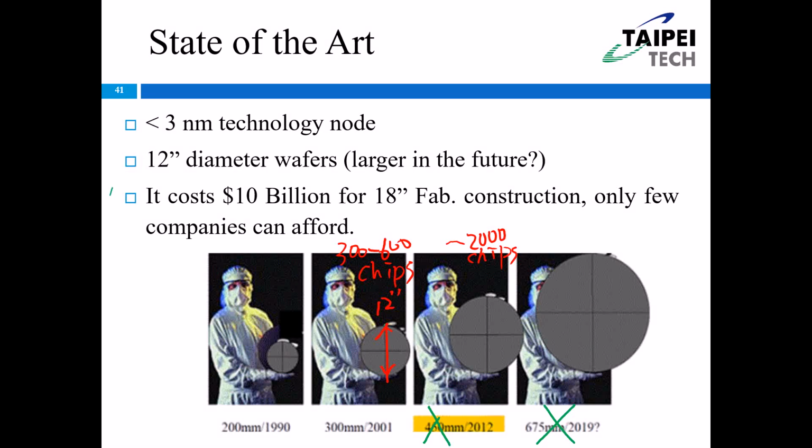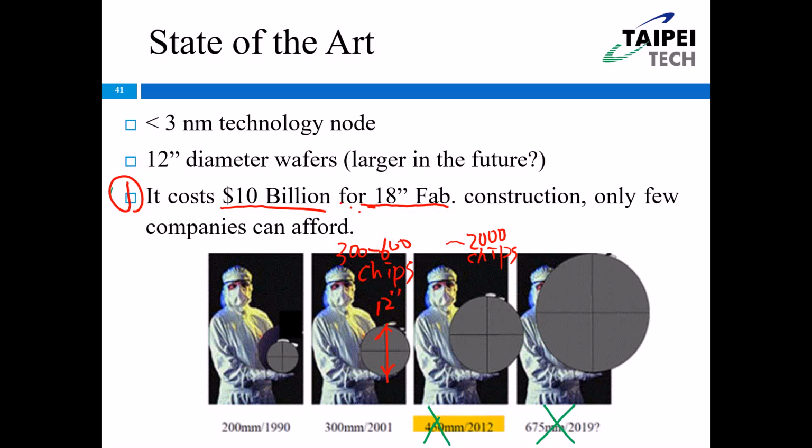Although it can make money, there are several reasons it will not happen. The textbook shows you this first reason: if you want to build another 18 inches fab, it costs 10 billion US dollars, not NT dollars, US dollars, 3000亿台币. So only a few companies can afford it. These few companies, you know who, right?